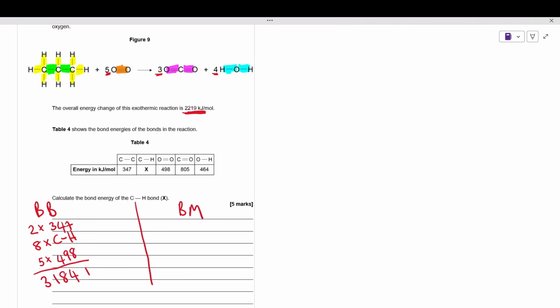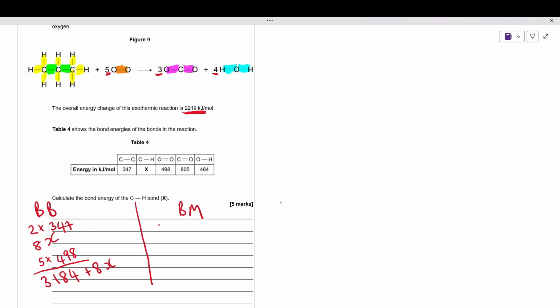3184 plus my 8. Let me just say X. Let me use this as X because I think it's easier. Let's just think about it as 8X. All right. Now let's look at my bonds made.